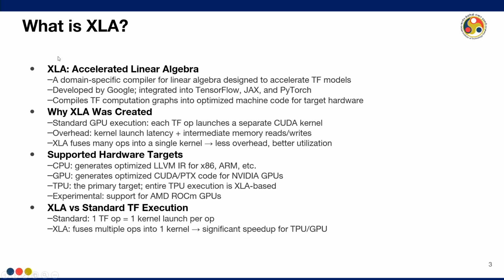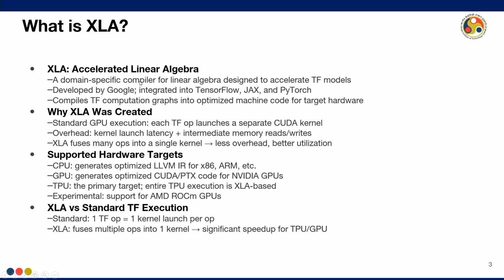So XLA is accelerated linear algebra. As you can see from the name itself, it has different optimization algorithms, mostly started with linear algebra. Obviously this will be used for machine learning and AI algorithms, as a domain-specific compiler for linear algebra designed to accelerate TensorFlow models. It was developed by Google and integrated into TensorFlow, JAX and PyTorch as well.